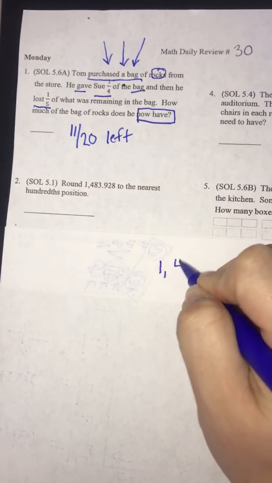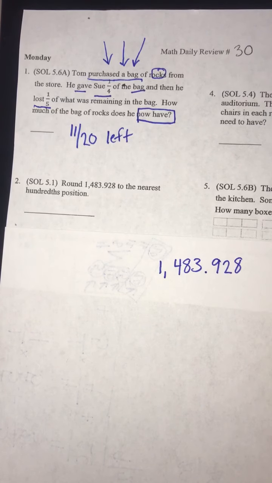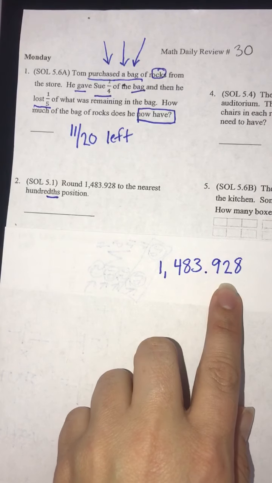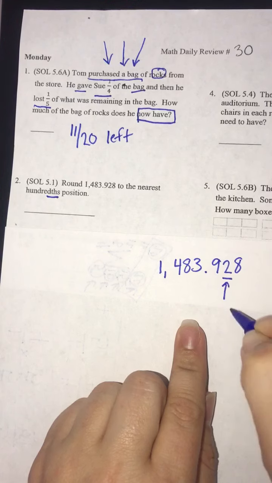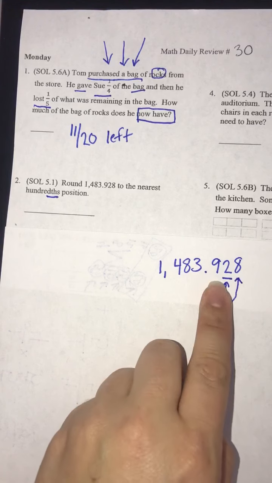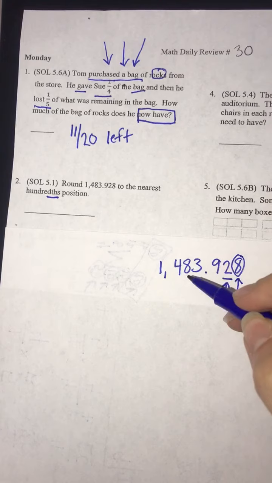Number 2 is a rounding. It says we need to round 1,483 and 928 thousandths to the nearest hundredth. So I know this is the tenths, so the 2 is the hundredths. We're going to look next door. Remember, if the neighbor is 5 or more, we're going to raise the score, so the 2 will change to a 3. Or if the next door neighbor is 4 or less, we're going to keep it the same. So I see an 8, that means that the 2 is going to change.